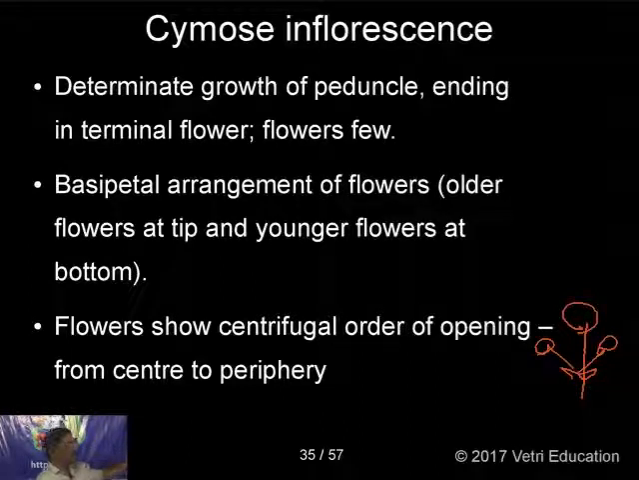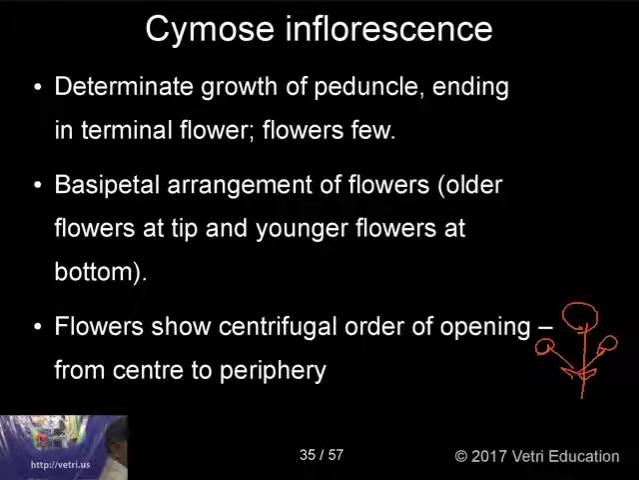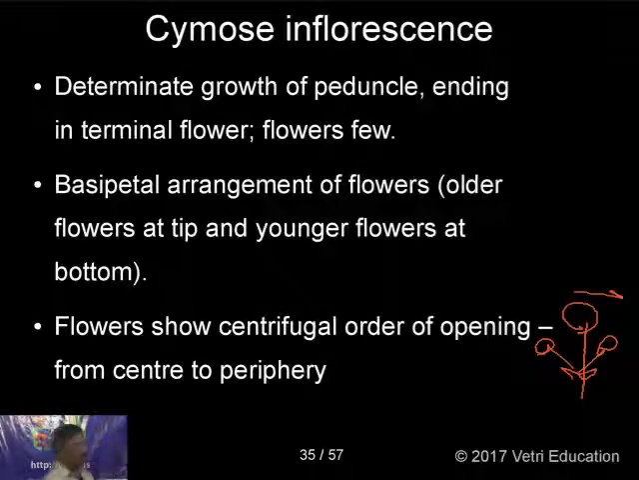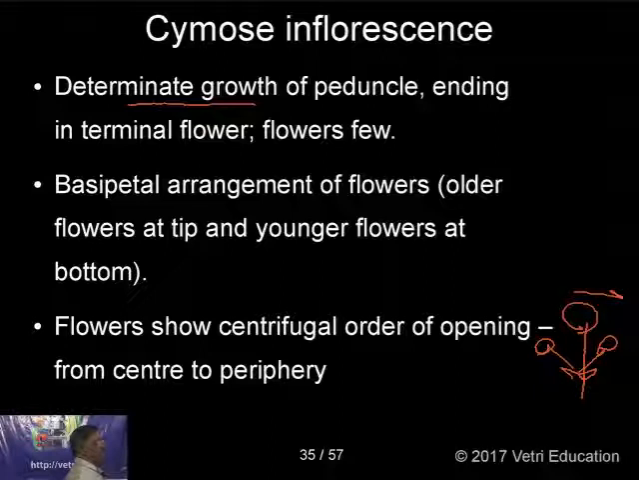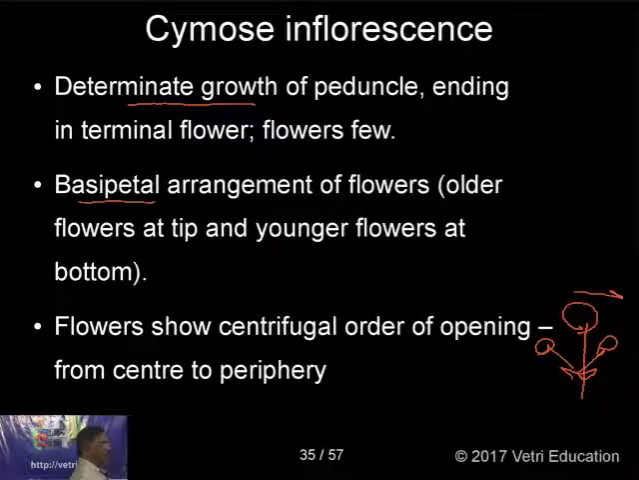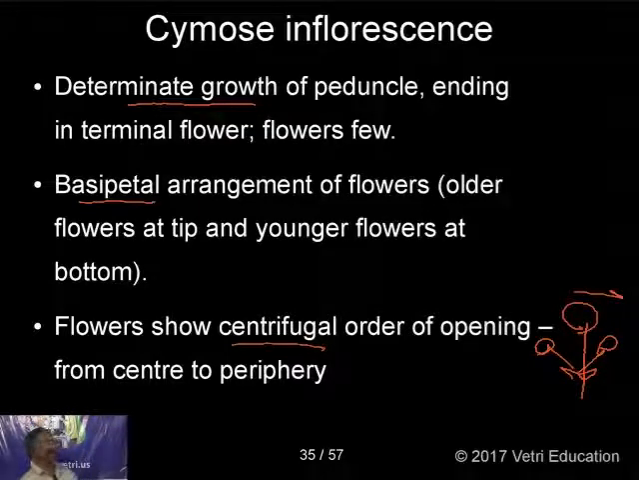Second, basipetal arrangement of the flowers. The older flower is at the tip and the young flowers are on the lower side. So, this is called basipetal arrangement. In the same way, since it is the first and bigger flower, it opens first and later the smaller flowers. So, the opening is from center to periphery, which is called centrifugal opening of the flowers. So, three things you have to remember here: determinate growth, the arrangement is basipetal, and the opening is centrifugal. These are the three points to remember regarding the cymose inflorescence.